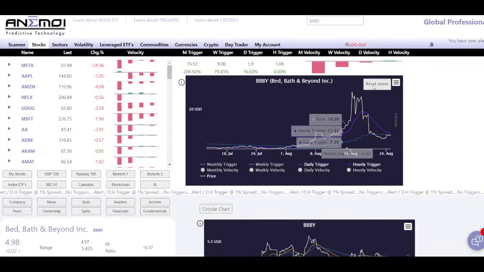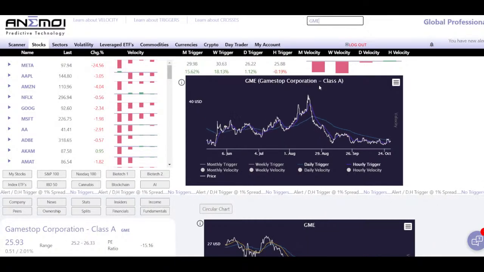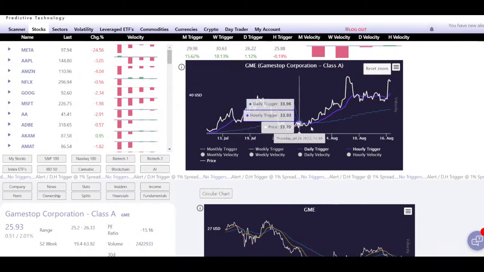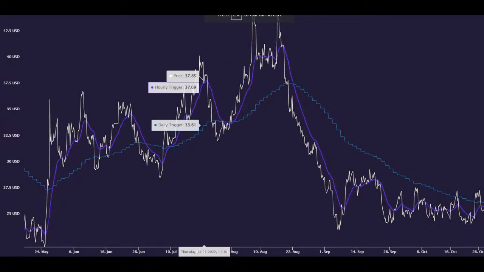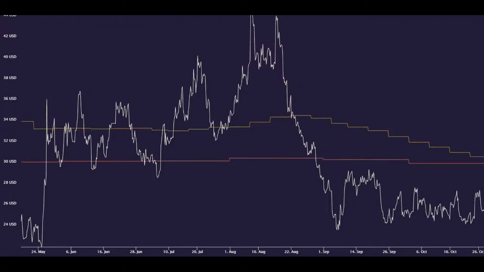So now, how does this pertain to GME? It's very clear that a 1 minute trigger, 5 minute trigger airplane is powerful, but nowhere near as powerful as an hourly trigger, daily trigger airplane. But what's the most powerful in the entire Anemoi setup? The most powerful moves that you'll see are weekly trigger, monthly trigger airplanes.